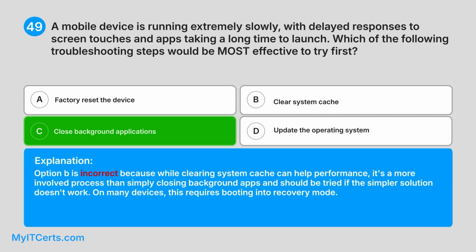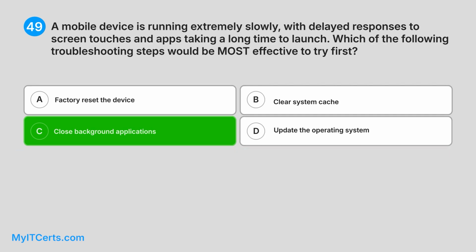Option B, clear system cache, is incorrect because while clearing system cache can help performance, it's a more involved process than simply closing background apps and should be tried if the simpler solution doesn't work. On many devices, this requires booting into recovery mode.